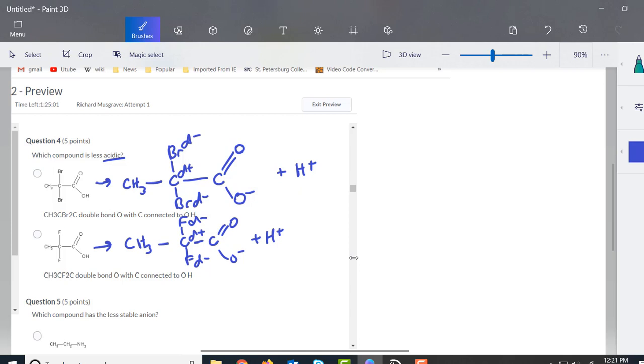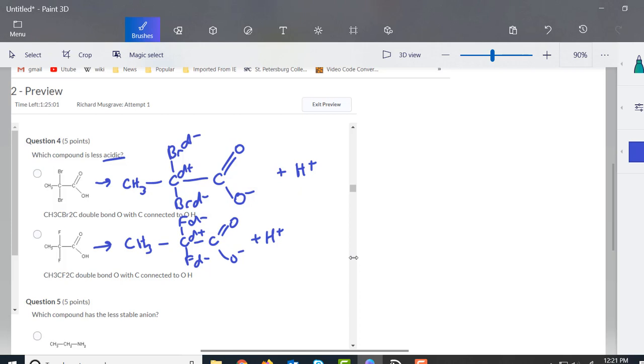We know that the delta minus always goes on the more electronegative of the 2 atoms, and the more electronegative one is going to be the one that's closest to fluorine, or a halogen on the periodic table. So here we've got delta minus on the Br, and then C is delta plus. And here we've got the same thing. The delta minus is on the F, and the delta plus is on the C.